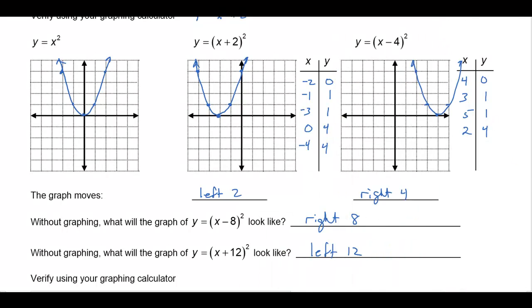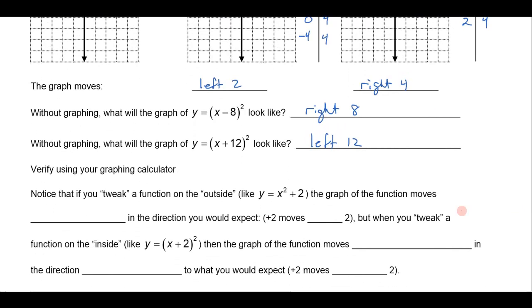Okay? All right. So notice then that when you tweak a function on the outside, like if I have y equals x squared plus 2, where the 2 is on the outside of the square, the function is always going to move vertically in the direction you'd expect. So if I tweak it with a plus 2, then it moves up 2. That's what I'd expect. When you tweak a function on the inside, though, with a plus 2, (x plus 2) quantity squared, notice the 2 is on the inside of the square, then the graph moves horizontally, and it moves in the direction opposite to which you would expect.